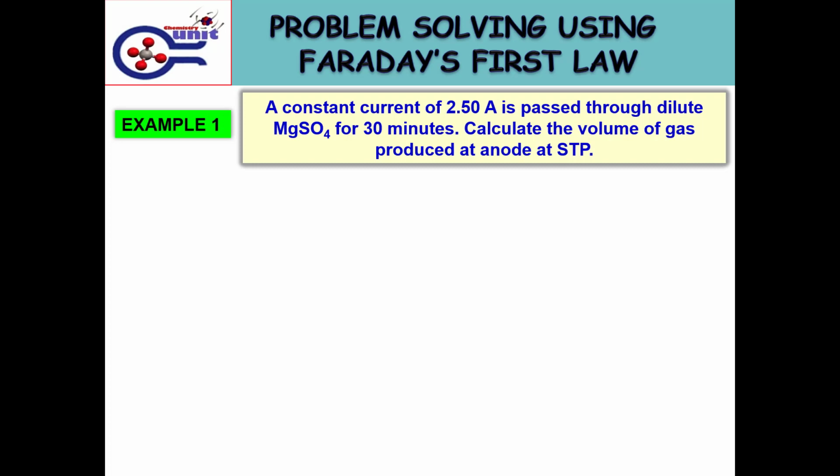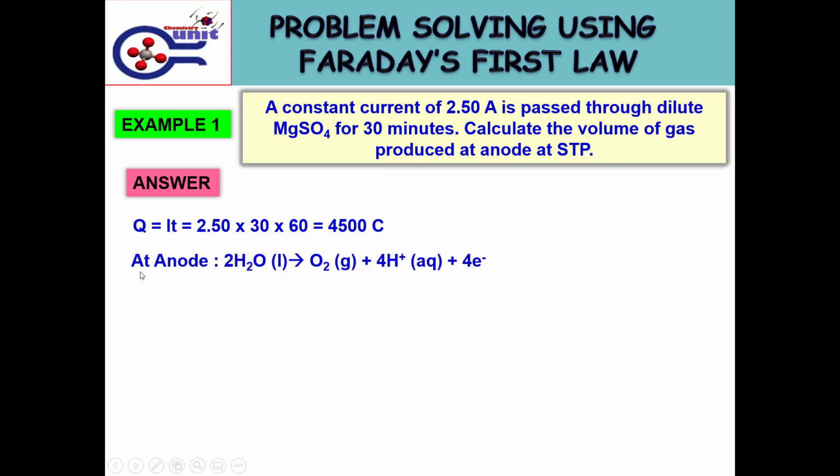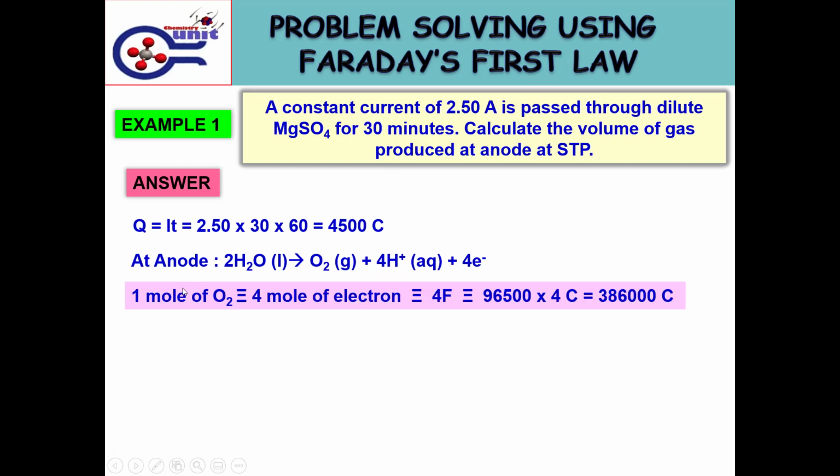Let's look at an example of problem solving using Faraday's first law. First example, a constant current of 2.50 ampere is passed through dilute magnesium sulfate for 30 minutes. Calculate the volume of gas produced at the anode at standard temperature and pressure, or STP. To solve this problem, we start by calculating the quantity of charge, which is the current multiplied by the time taken in seconds. So we have 4,500 coulombs. We need to write the half equation at the anode that produces oxygen gas to identify how many electrons are involved, because 1 mole of oxygen gas needs 4 moles of electrons.